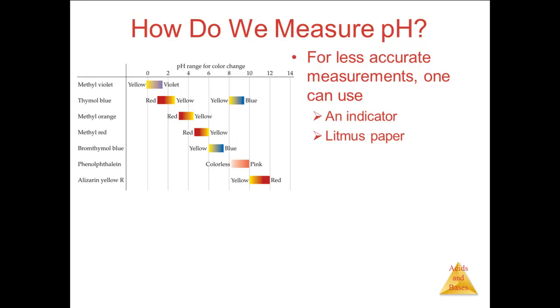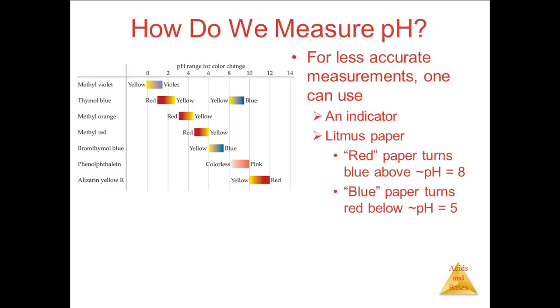Litmus paper is available, in which the paper has been soaked in a solution of either the acid form, red litmus, or the base form, blue litmus, of the dye. Red litmus paper will turn blue in base, and blue litmus paper will turn red in acid.